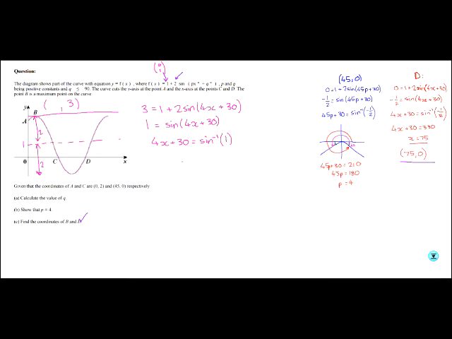Now think about your graph, okay? It's going to be there. So there's 1, it's going to be 90 degrees. So we can say 4x plus 30 is 90. I'm not going to bother with the CAST diagram for all of this because it's the first quadrant, so it's just this very first one. So let's rearrange this. 4x is 60, divide that by 4, and you get 15. So we can say therefore it's 15 and 3.